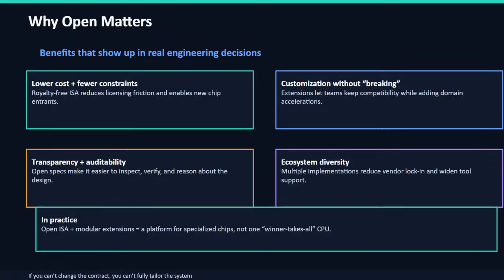So, in practice, open plus modular turns RISC-V into a platform for specialized chips, not a one-size-fits-all winner. If you can't change the contract, you can't fully tailor the system. RISC-V gives a legal and technical way to tailor it.